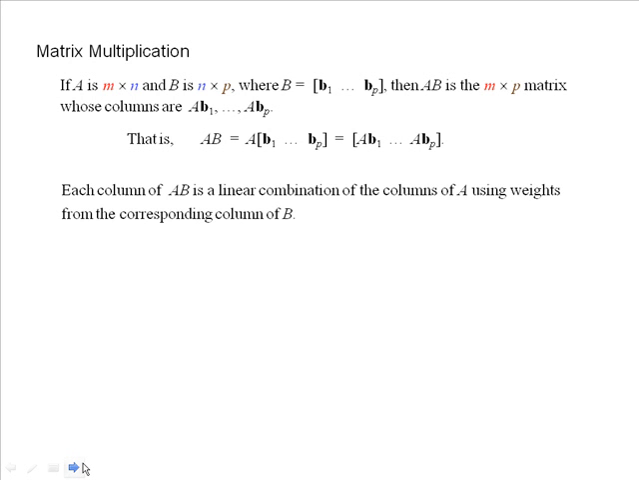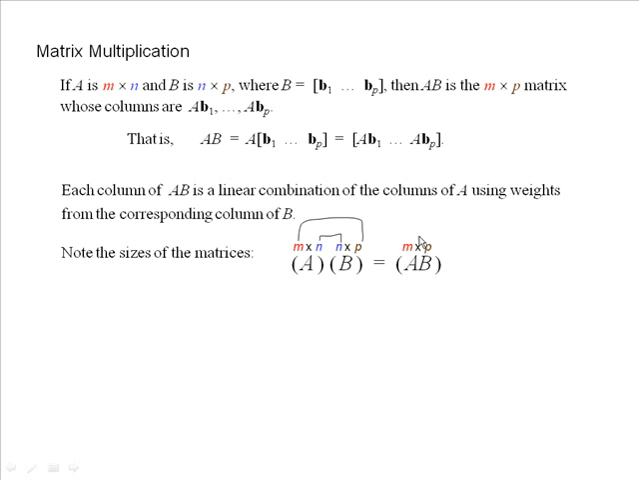Each column of AB is a linear combination of the columns of A using weights from the corresponding column of B. So let's have a look at the sizes of our matrices. We've already looked at this, but we're going to look at it again here. Remember that the inner dimensions need to match in order to be able to do the multiplication, and then the answer will be the outer dimensions. So notice that our answer is m by p.